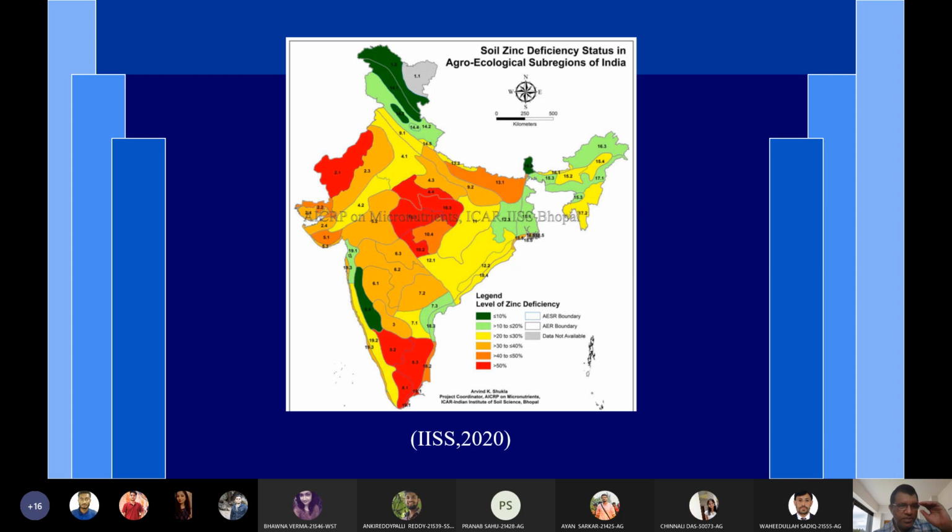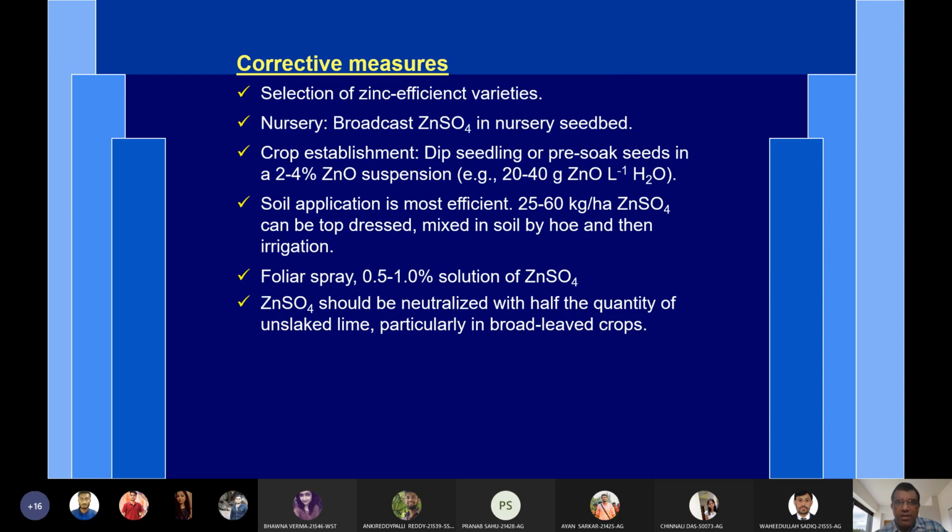Now you see soil zinc deficiency status in agroecological subregions of India. See the soils, the parts where you get more zinc deficiency, and overall you can remember that 44 to 50% of Indian soils are deficient in zinc. Now, what can be done if you have zinc deficiency in the soil?